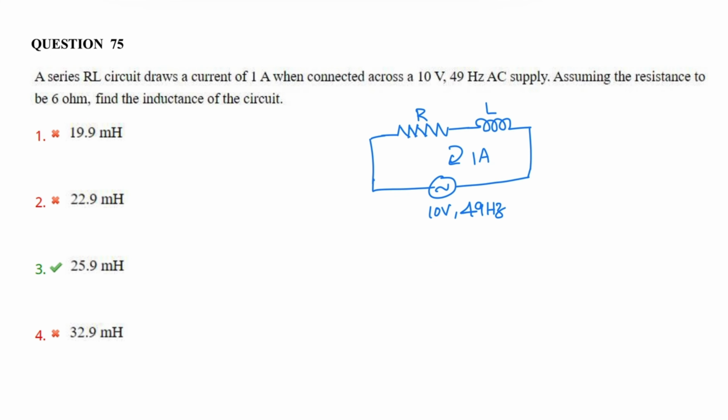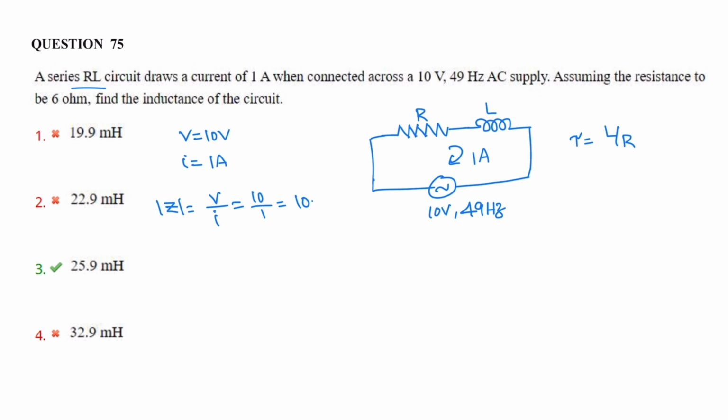Next question. A series RL circuit draws a current of 1 ampere when connected across a 10 volt, 49 Hz AC supply. Assuming the resistance to be 6 ohm, find the inductance in the circuit. The time constant of a series RL circuit is L by R. The magnitude of voltage is 10 volts and the current flowing is 1 ampere. Now impedance Z is equal to V by I, that is 10 volts by 1 ampere, that is 10 ohms.